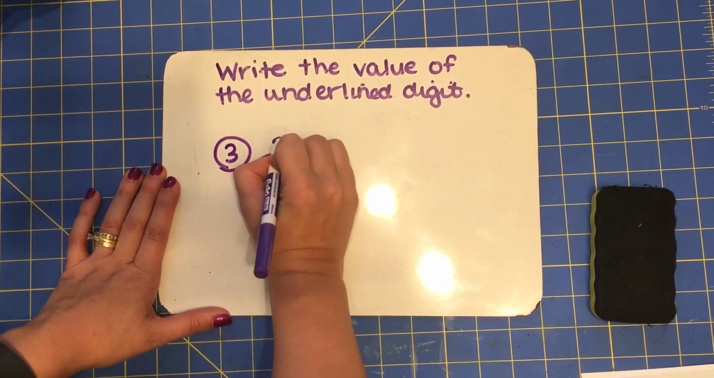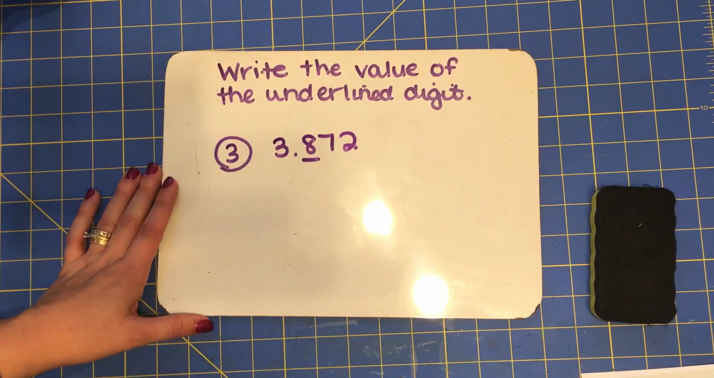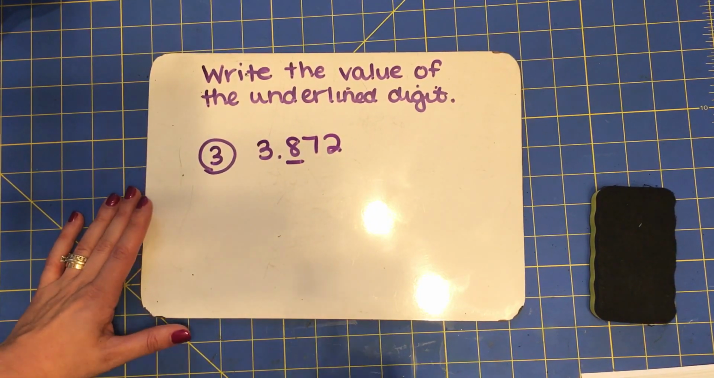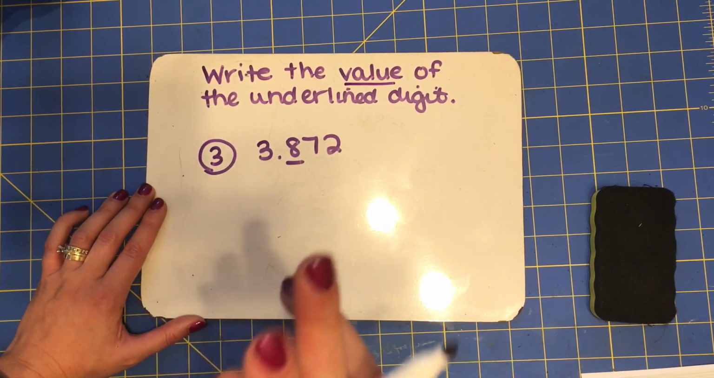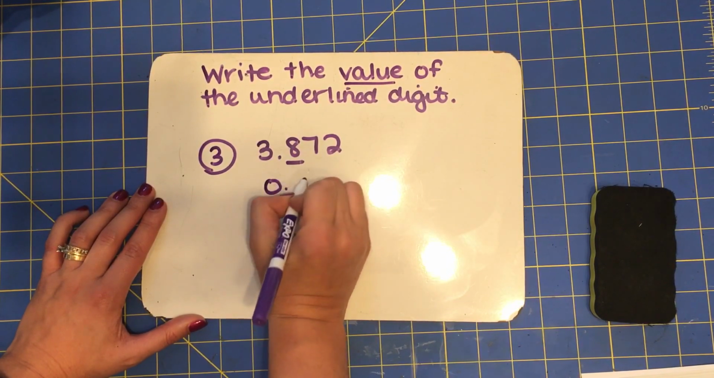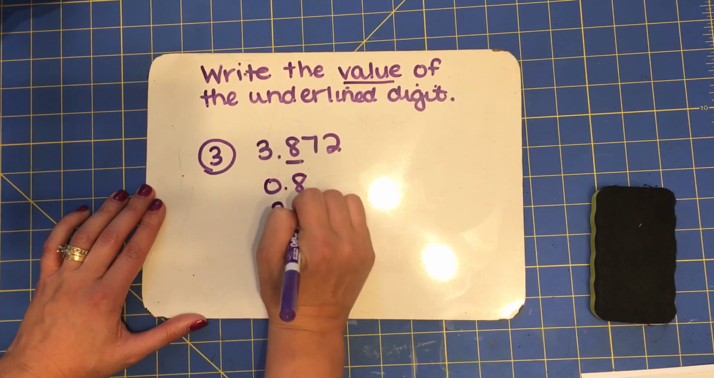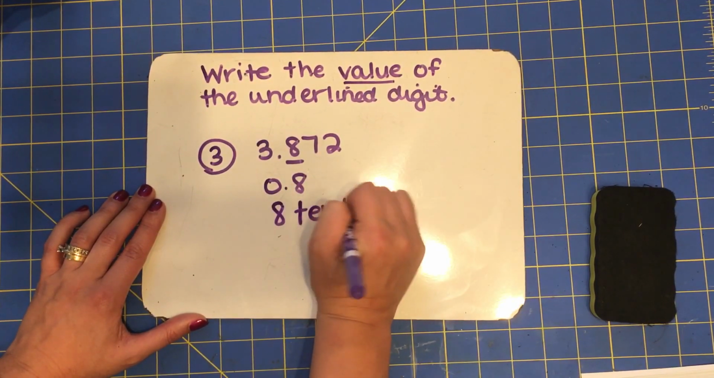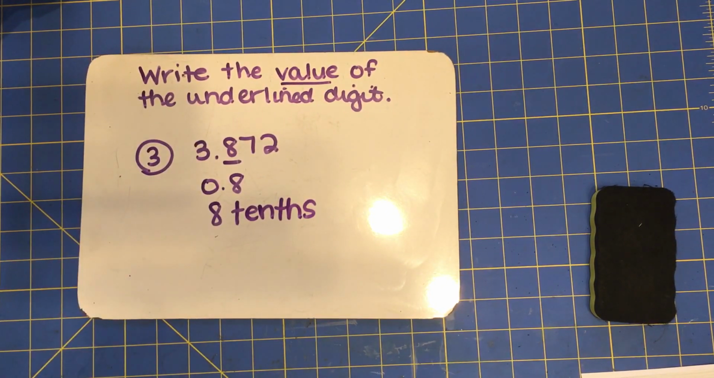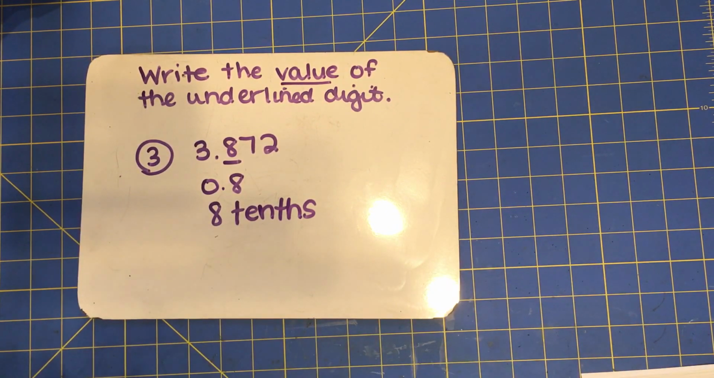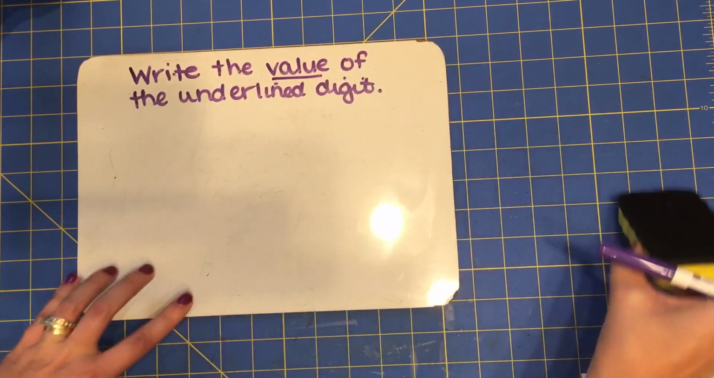So if you looked at this question, they have the 8 underlined, and the 8 is in the tenths place. So if I'm telling the value, what it's worth, I could have written this one of two ways. I could have written it as 0 and 8 tenths, or you could have written it as a digit and the name of the place value. Either way is an acceptable way to write the answer to question number 3. All right, let's go on and look at number 4.